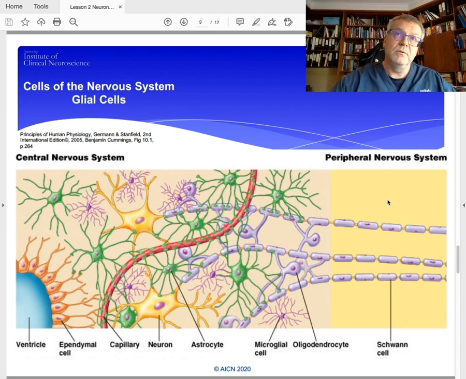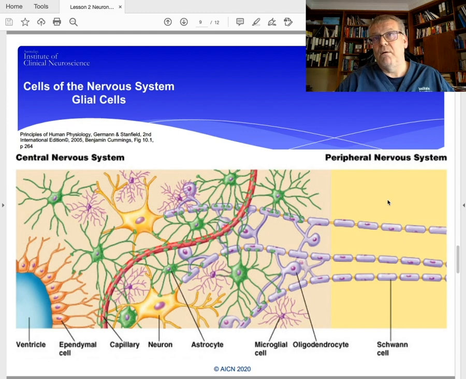Now let's look at some of the differences between the central nervous system and the peripheral nervous system. We're just going to talk right now about the differences in the myelination of the axons that occur in the peripheral nervous system and the central nervous system. The central nervous system is basically neurons contained within the brain and the spinal cord. As soon as the neuron goes outside of the spinal cord, we call it a peripheral neuron.